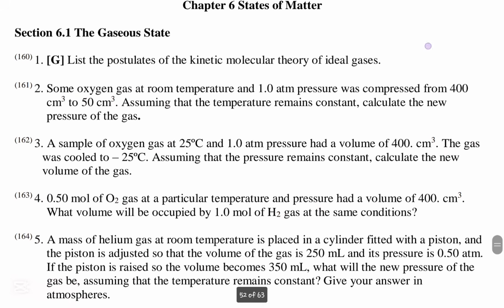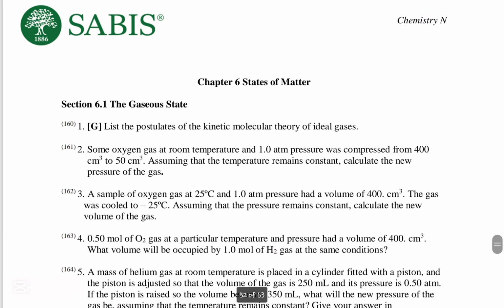Question 1 grid, it says list the postulates of kinetic molecular theory of ideal gases, okay? Very simply, there is 4 main important things you need to know. I'm gonna say them, but I'm gonna summarize them when I write them. Very simply, the first theory is that a gas is made of tiny particles of negligible volume compared to the volume of its container, so they are point masses. So basically, we can summarize it into ideal gases have negligible volume.